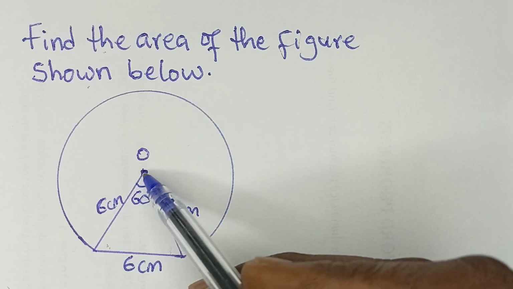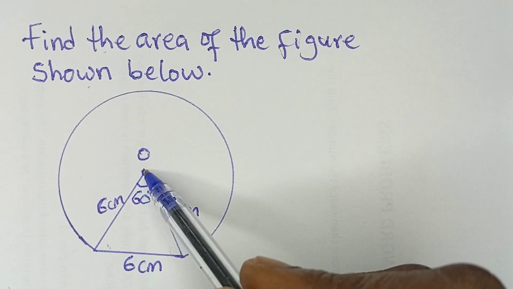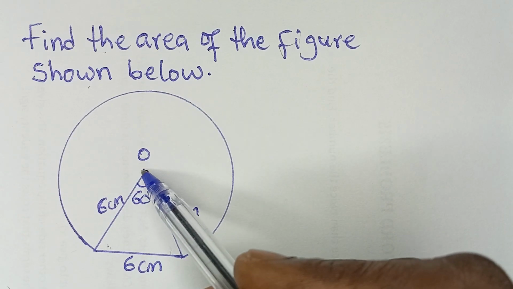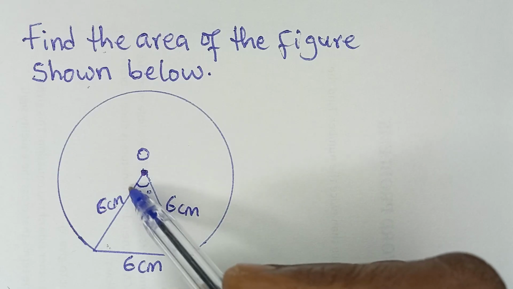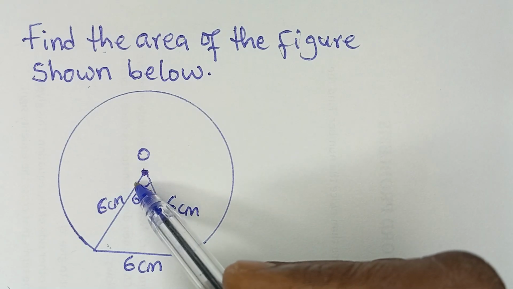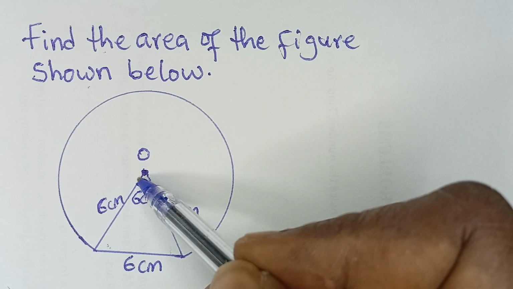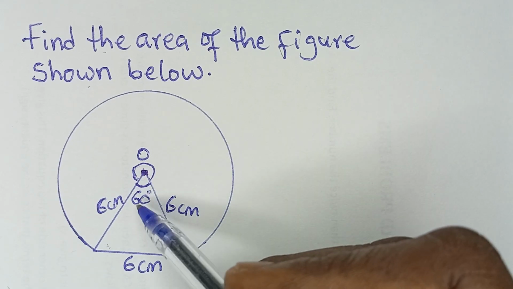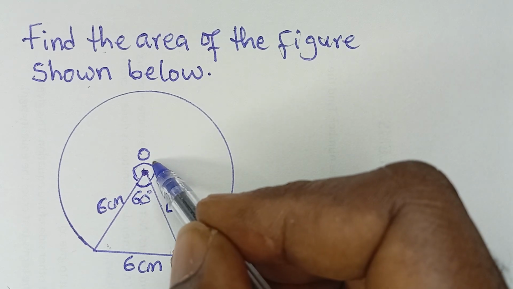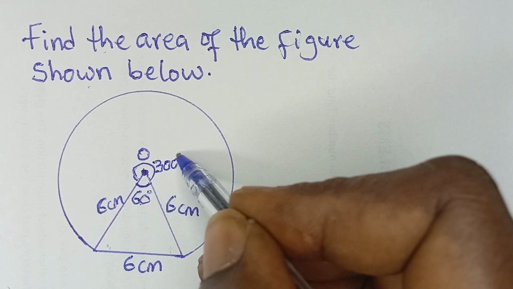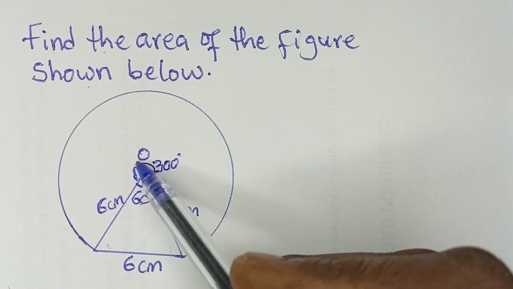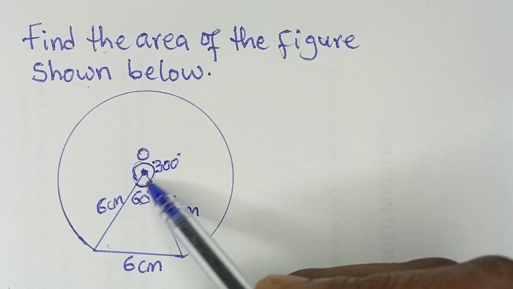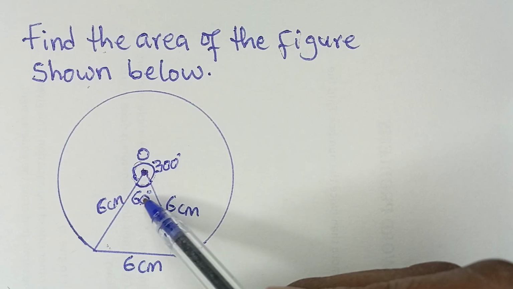Now, don't forget that the sum of angles at a point adds up to 360, or the sum of angles in a circle adds up to 360. So if the whole angle here is 360 and I already have 60 here, then the remaining angle will be equal to 360 minus 60. That will give me 300 degrees. So the angle here is 300 and this remaining part is 60, so that the whole angle at a point gives 360.